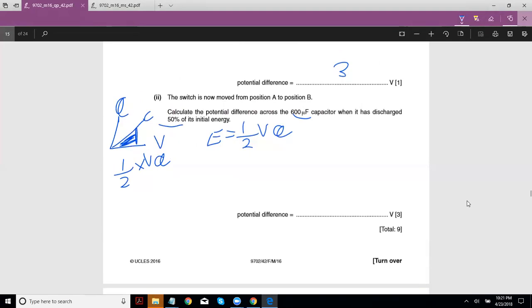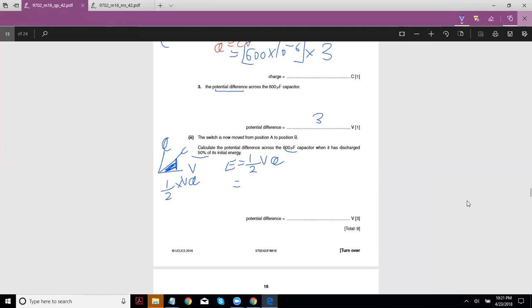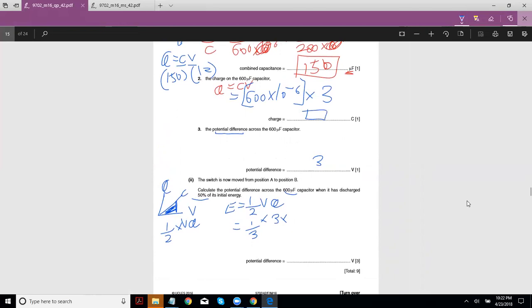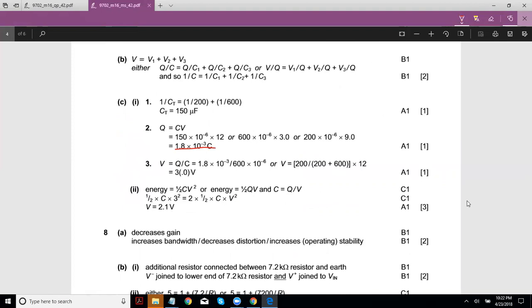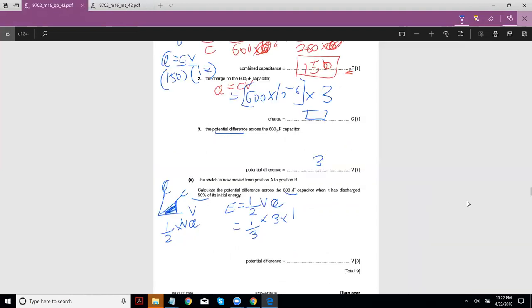V is potential difference, right? So you know the charge, but we don't have the energy. No, you don't have energy. So let's calculate the initial energy. They want the potential difference across this resistor, and for a reason they wanted the charge. Let's pick it from the marking scheme. Charge 1.8 into 10 to the power minus 3. Sorry, this is 1.2. So this will give you the energy, right?